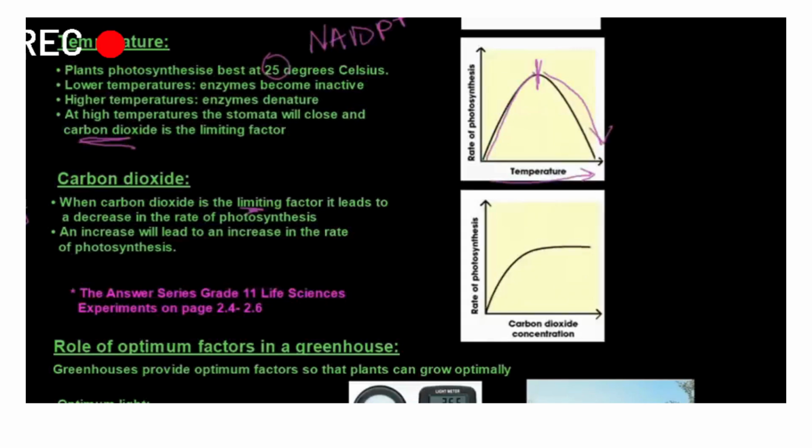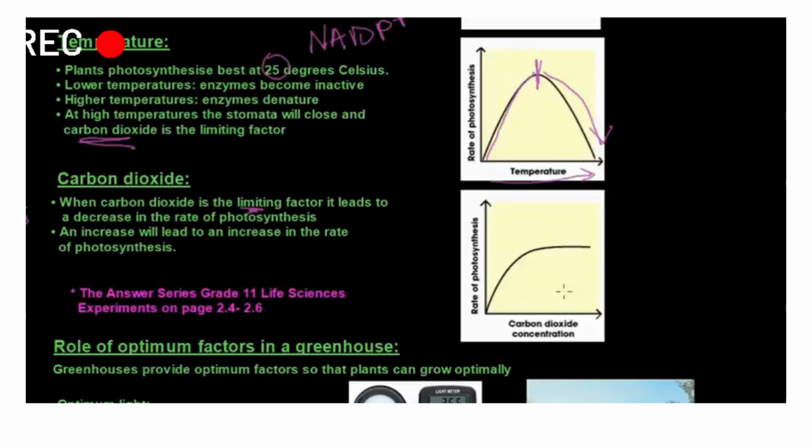Now, there are a few experiments. I won't be looking at the experiments in this video. It's going to take too long. We use the Answer Series book series. So in the grade 11 Life Sciences one, the experiments are on page 2.4 up until 2.6. They have asked quite a few of these experiments in previous papers, so just go have a look at that.